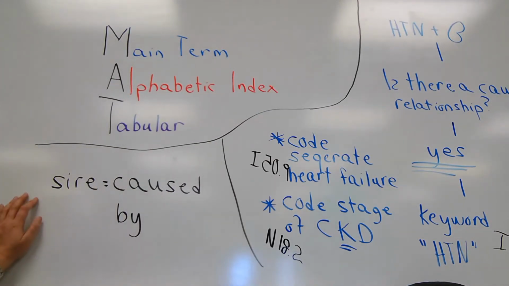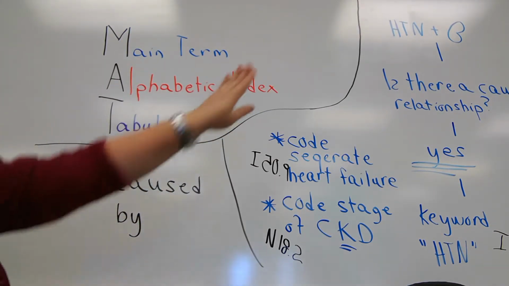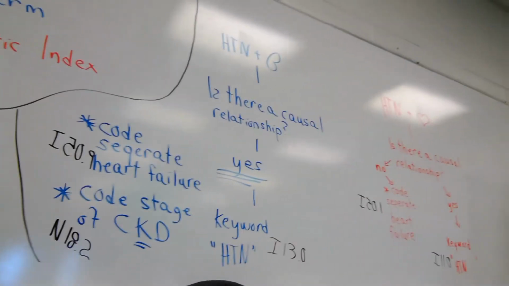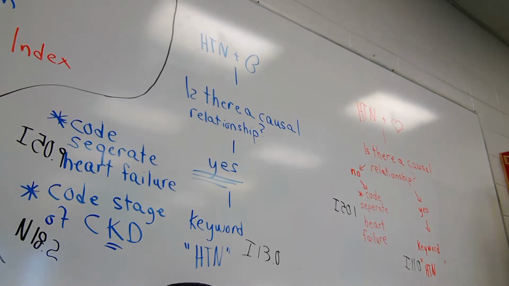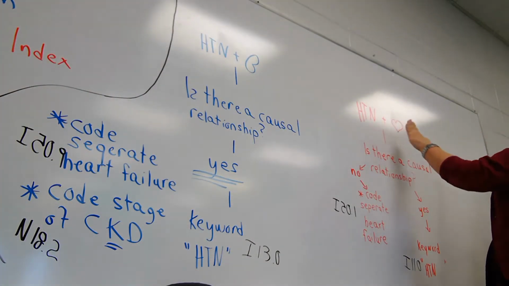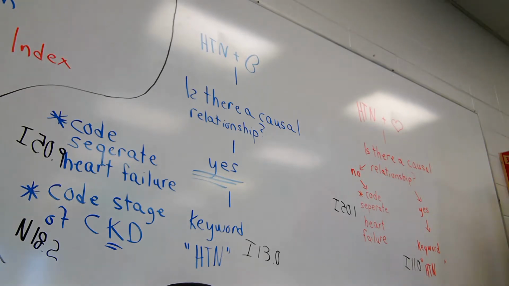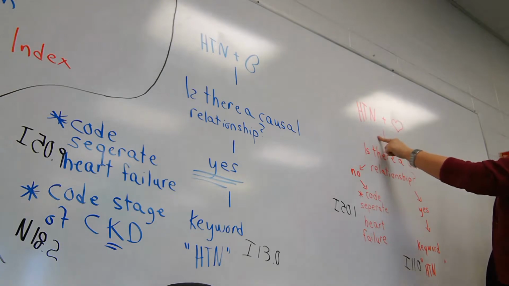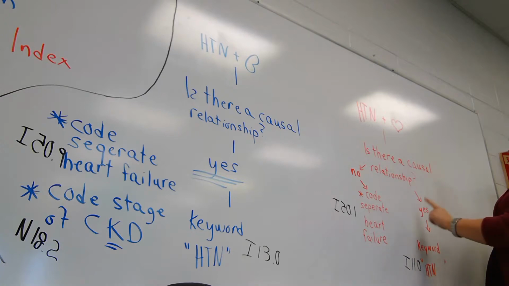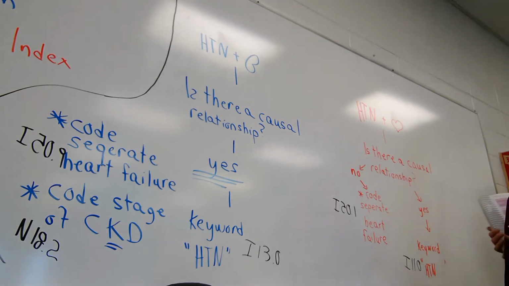Also, there's a new word, "with," which means caused by. And so when I'm talking about a causal relationship, if it says "with" in the case study, then that is a causal relationship. So let me see if I can get that all up here at this time. Yes. Okay. So the first type is hypertension with heart failure. Okay, so if you have hypertension with heart failure, you're going to ask yourself, is there a causal relationship? If the answer is yes, then your keyword is going to be hypertension. You're going to code the heart failure separately.